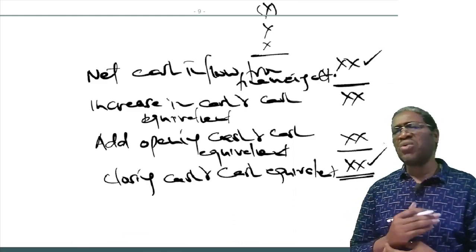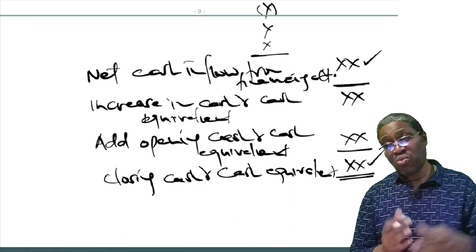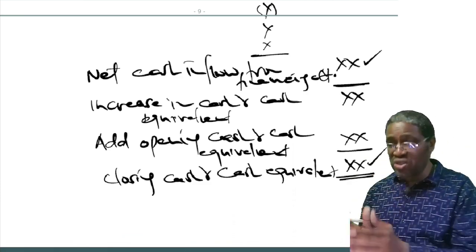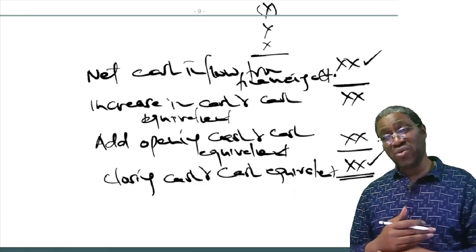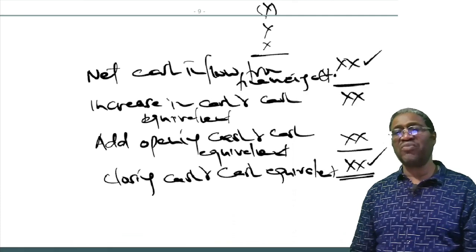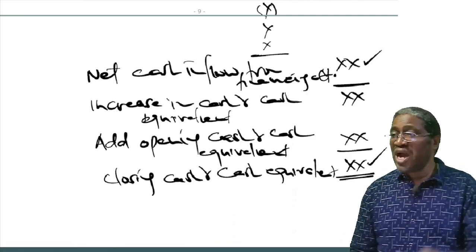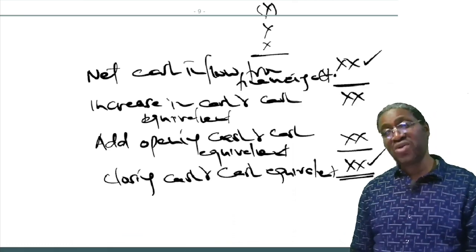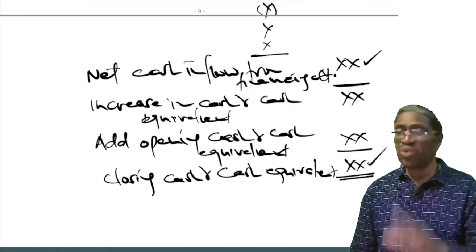In other words, we are trying to reconcile what was the closing cash and cash equivalent last year with the closing cash and cash equivalent at the end of this year. So the figure you get down there, which we are calling cash and cash equivalent, should be the same as the amount you are given in the balance sheet at the end of this current year, which you are doing.